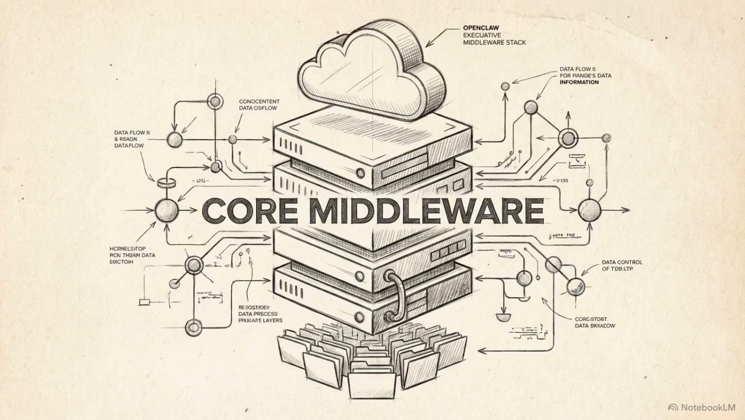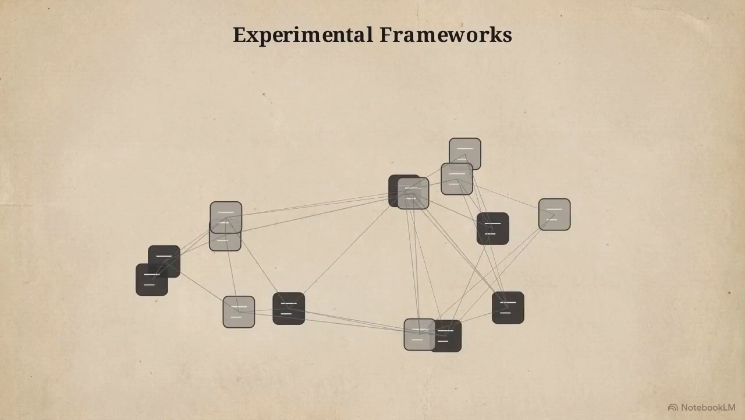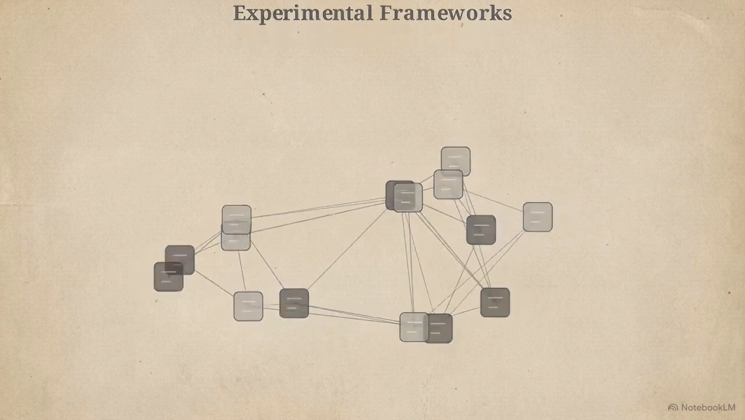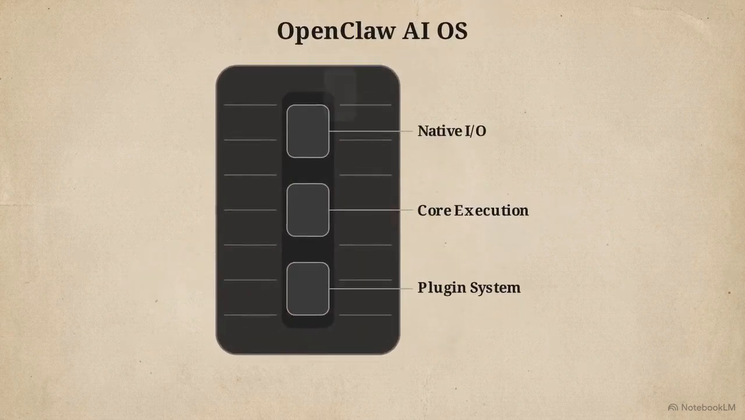This architecture functions as an AI operating system, a layer of software that sits directly between external third-party models and your local files. Unlike previous experimental frameworks that relied on a web of manual external scripts to bridge this gap, this system integrates execution directly into the core.